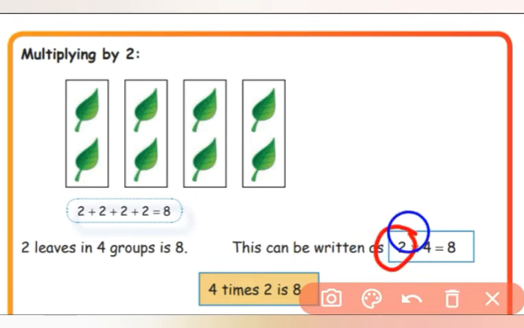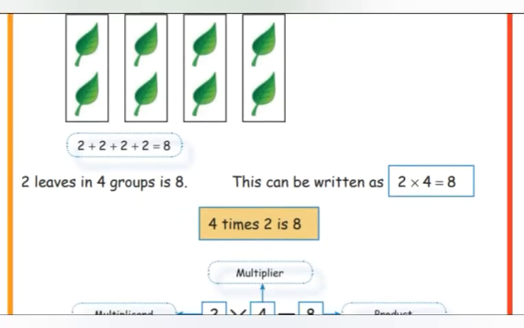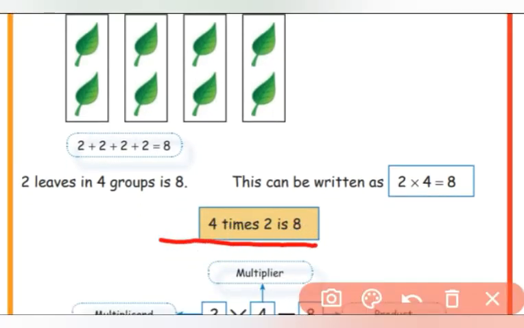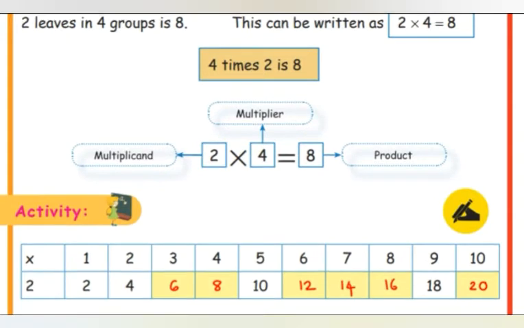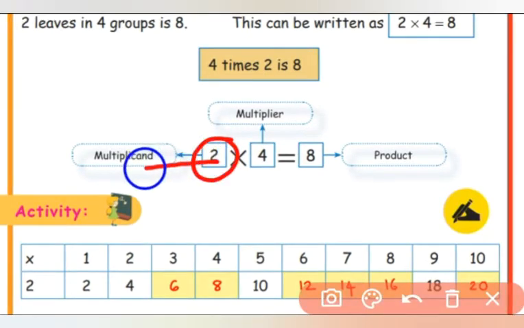ஓரோ பாக்ஸ்லேயும் 2 leaves இருக்கு. The total number of box is 4. The total number of leaves is 8. See 4 times 2 is 8. See, 2 is the multiplicand, 4 is the multiplier and 8 is the product.